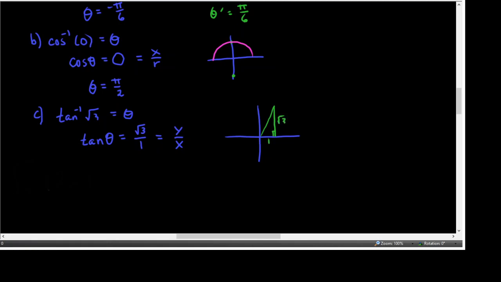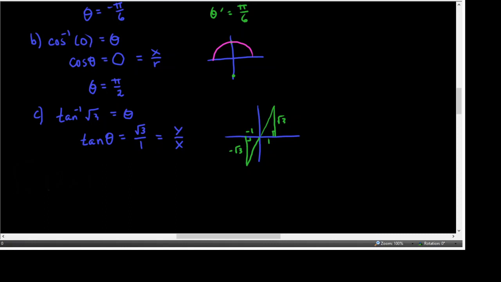The other possibility is if x is -1 and y is -square root of 3. That also would give me a positive answer, y/x.